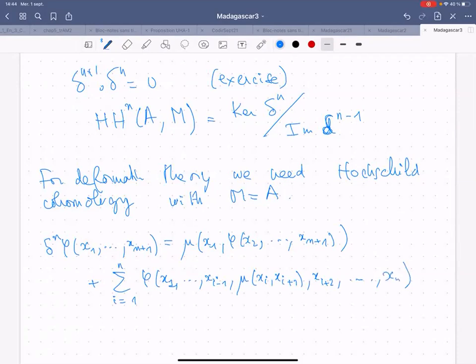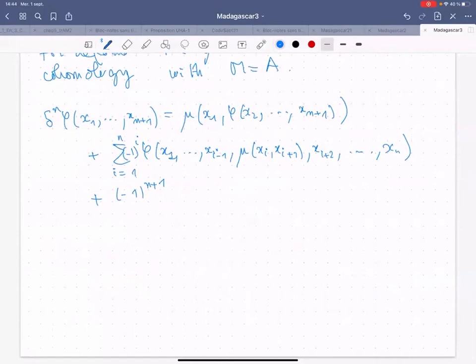and, sorry, I missed a sign here. This is minus 1 to I. And the last term is plus minus 1 to N plus 1, mu of phi of x1 to xN, xN plus 1. Okay. Then here are again the Hochschild Z^N, the N cocycles.